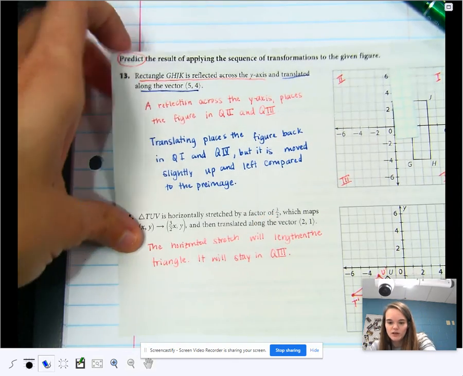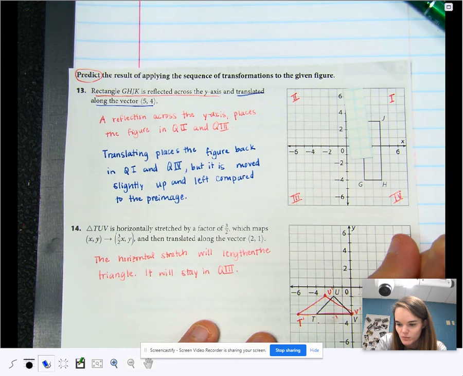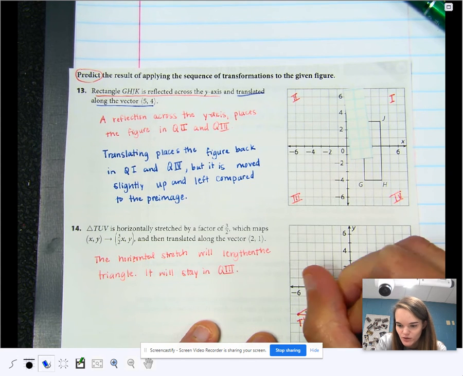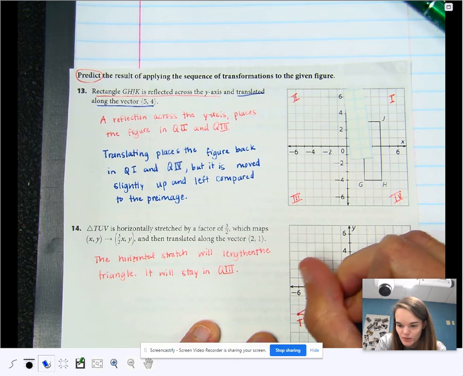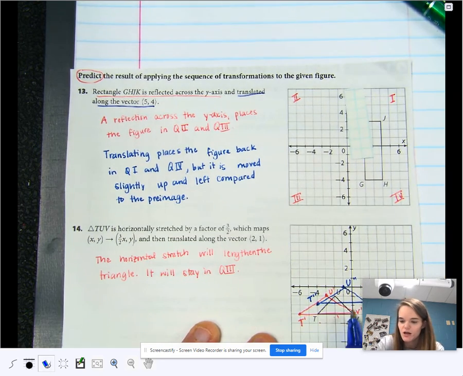Okay, now let's move it. I'm supposed to move it right 2, up 1. Here's where V prime double prime would be. Right 2, up 1. Here's where U double prime would be. Right 2, up 1. Here's where T double prime would be. So all it's going to do is move it so that it's slightly higher and also in quadrant 4.